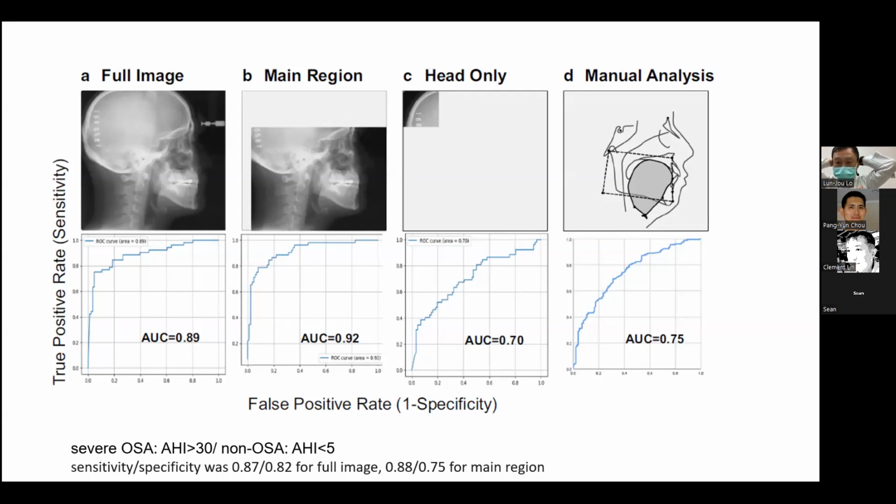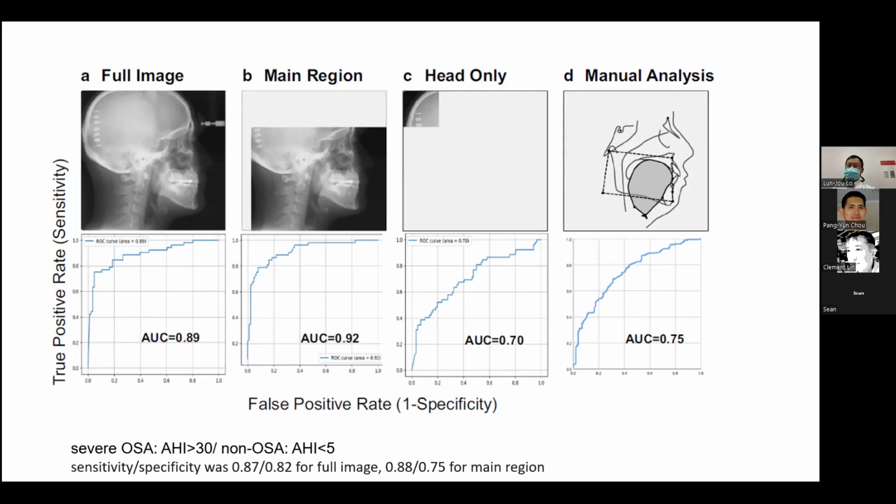And another thing is that we only use 2D X-ray and we can get a very high sensitivity and specificity. What about if we use a 3D image? That's why we consider maybe we can apply a combined CT image as the input to get a more accurate result.